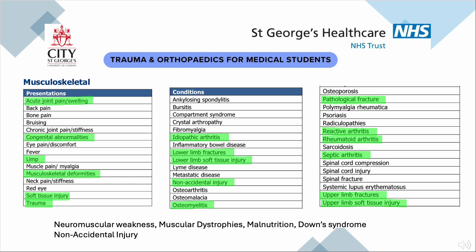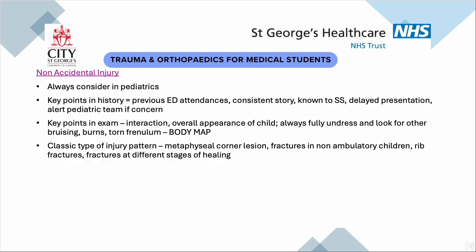The medical licensing assessment has highlighted key areas in paediatric orthopaedics which we will cover in this lecture, and they're outlined in this table under presentations and conditions. So I've started the lecture with non-accidental injury. The reason why I've put this first is because it is something that I would like you to always bear in mind when you're reviewing a child in A&E that presents with an injury.